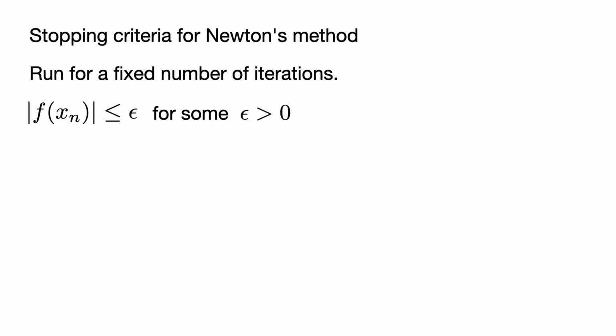An alternative is to look at the magnitude of f of x. And if that's less than or equal to a tolerance epsilon, then stop. We know that f is small, so we're close to a root.